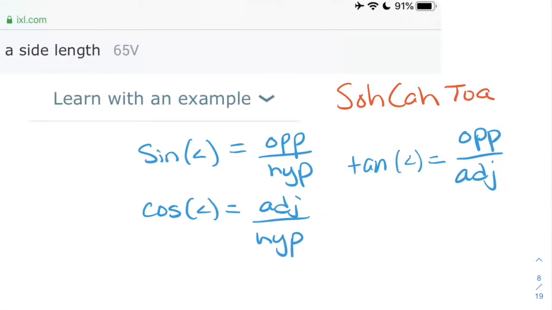So remember, sine of our angle is equal to the opposite side over the hypotenuse side. The cosine of my angle is equal to the adjacent side over the hypotenuse side. And the tangent of my angle is equal to the opposite over the adjacent side.